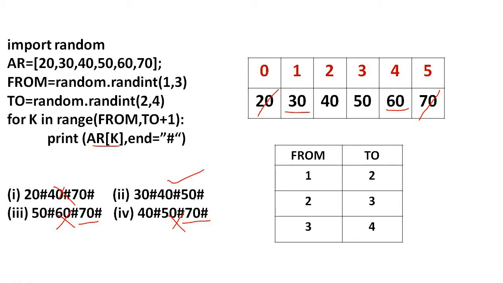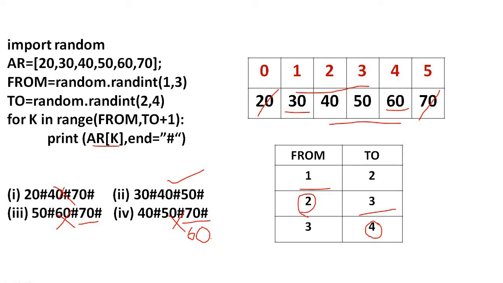Check whether it is possible. 30 hash, 40 hash, 50 hash. Starting from index 1 to index 3. The value of from can be 1 and the value of to can be 3. So this option is possible. Then what if 60 here instead of 70 in fourth option? 40, 50, 60. Yes. The value of from can be 2 and the value of to can be 4. So 40 hash, 50 hash, 60 hash also possible. Most of the questions you can answer like this, but you have to know how to find out all the possible combinations.